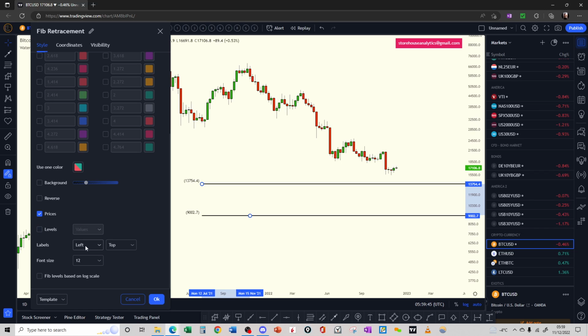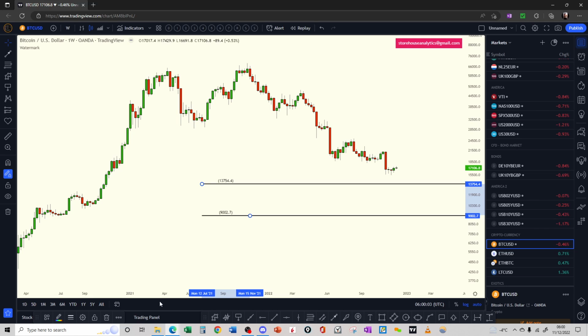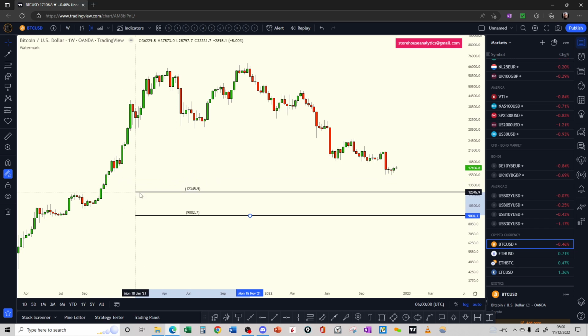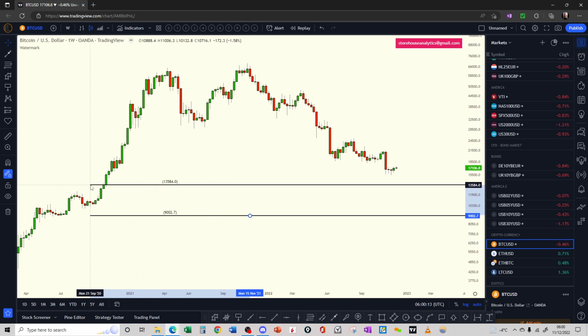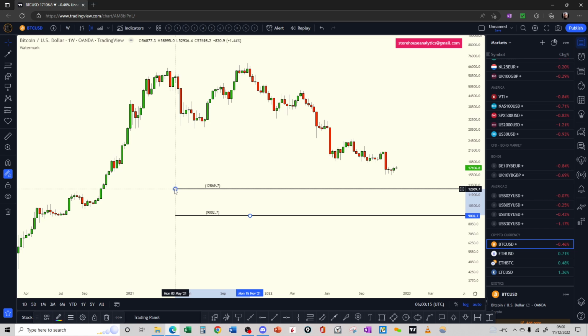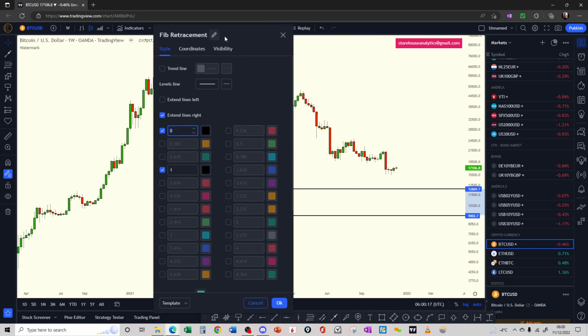Now where it says labels, it's referring to the prices. So you see they're to the left of the lines, and they're on top of the lines, which is where it says top there. You can put them in the center, and that just depends on how far back you draw the line. So if I remove this, for example, there we go, and we drag it out, you see the center lines move that way. So you can leave it like that if you want. I wouldn't advise it because it just seems a little bit odd.